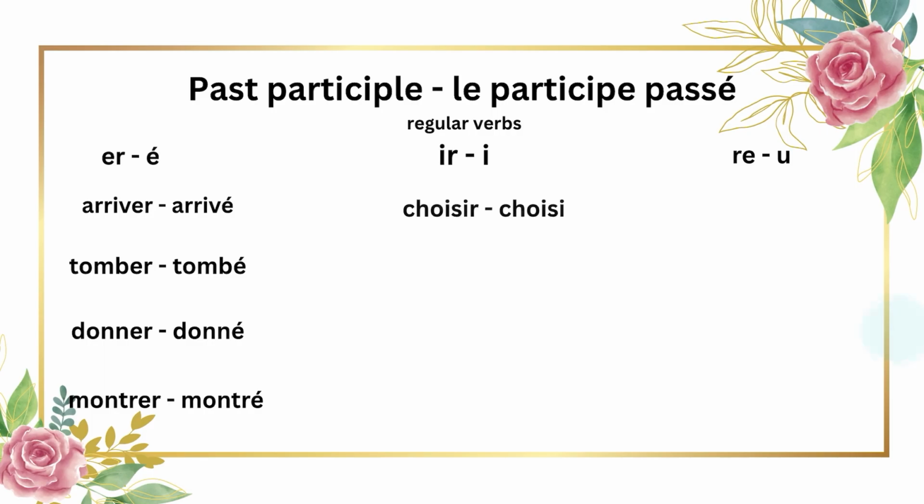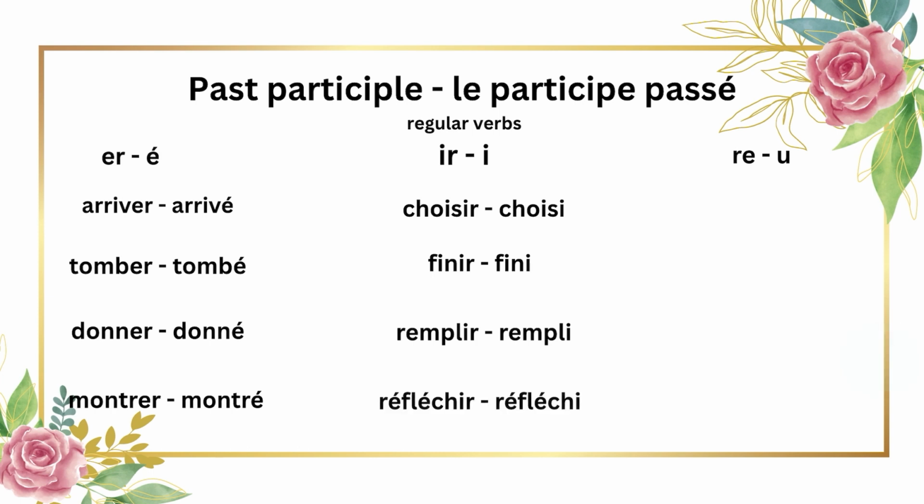Moving on to the next one, the regular ir verbs. Choisir, to choose. Finir, to finish. Remplir, to fill. And réfléchir, to think. Again, we see that to form the past participle, we drop the ir and simply add i to form the past participle for regular ir verbs.